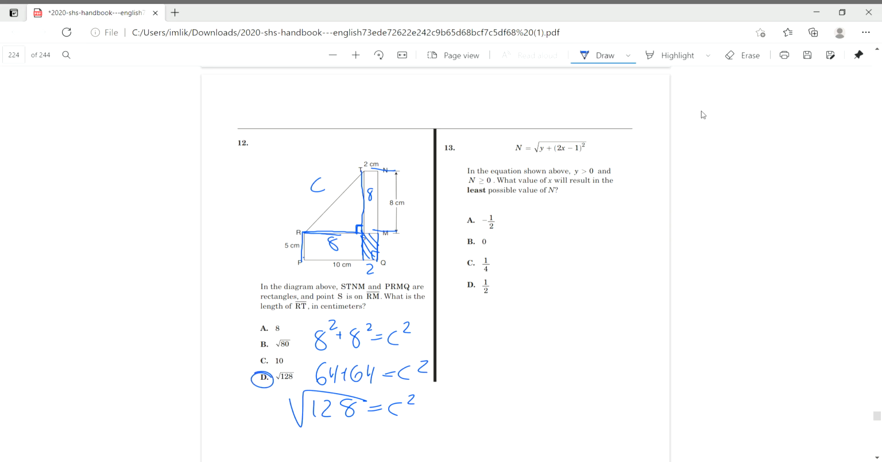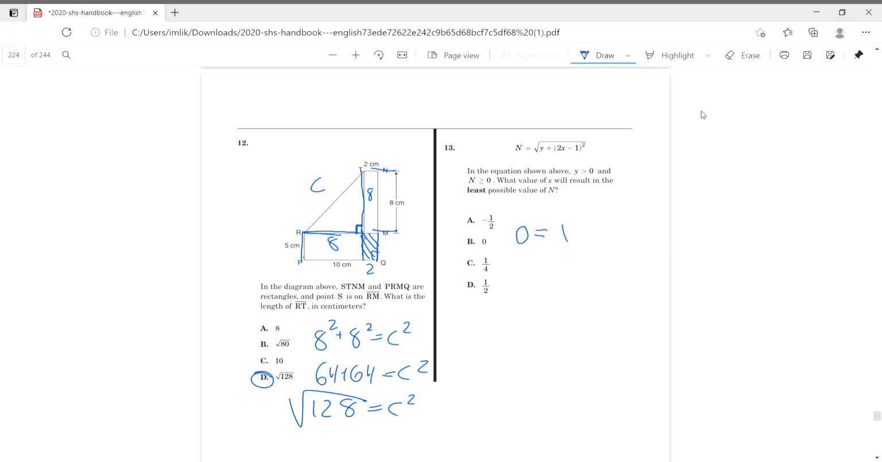Okay, so if we read this again, in the equation shown above, y is greater than 0, and n is greater than or equal to 0. What value of x will result in the least possible value of n? So the least possible value of n is greater than or equal to 0. So the least possible value of n is going to be 0.